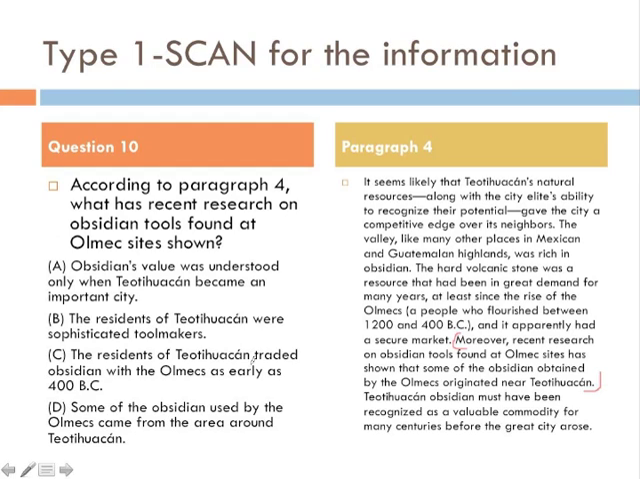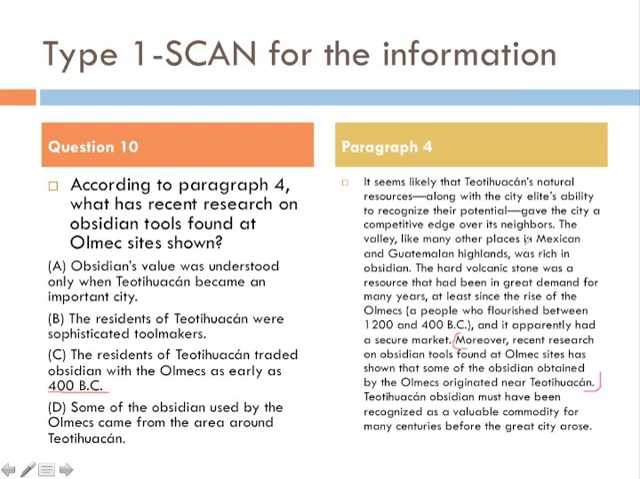So, for example, let's go through and see if we can find some particular answer choices that might trick us. Well, for example, C really stands out. First off, because I do see a number, 400 BC. So, for example, the residents of Teotihuacan traded obsidian with the Olmecs as early as 400 BC. Well, let's go back for a moment and notice where the number is located. There's 400 BC here.